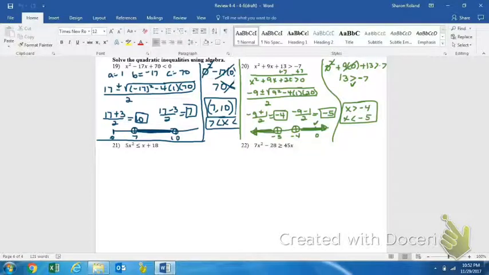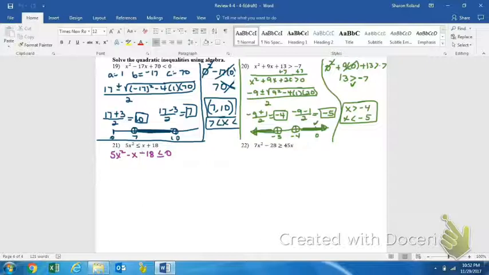Right, number 21. We have to have everything on the same side, so I'm going to move both the x and the 18 over. And when I move it to this side, it's going to change the sign. It's positive on the right, so it's going to be negative on the left. The next one is positive on the right, so it's going to be negative on the left as well. Okay, so A is 5, B is -1, C is -18.